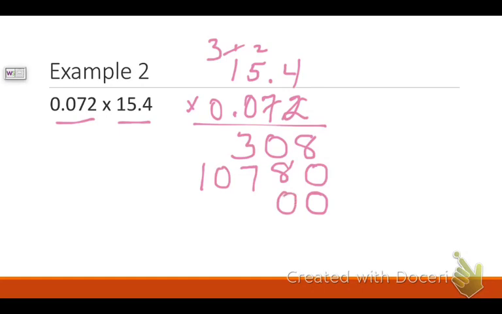Now you see this number right here, 0. I don't have to multiply that out if I don't want to, but just so we say we did, we will. But you don't need to. Alright? I'm going to find the sum now of all these numbers.